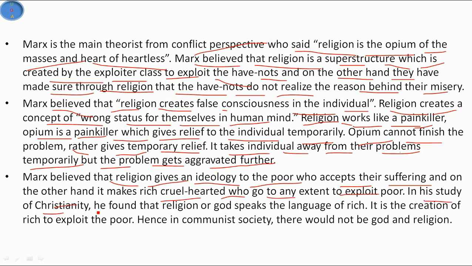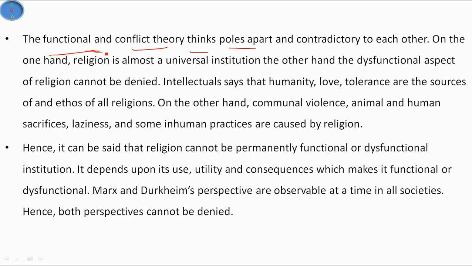In his study of Christianity, he found that religion or God speaks the language of the rich. It is the creation of the rich to exploit the poor. Hence, in a communist society, there would not be God and religion. So the functionalist and the conflict theory think poles apart and contradictory to each other.